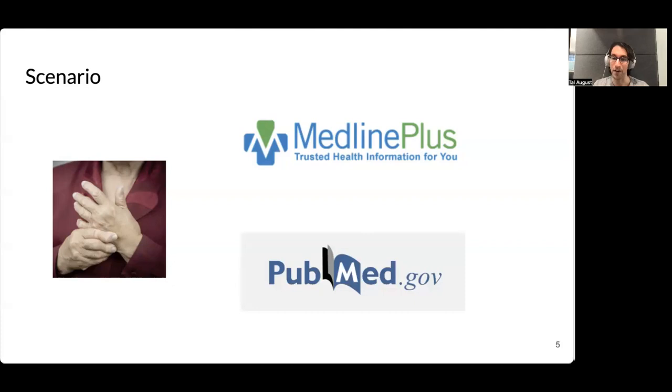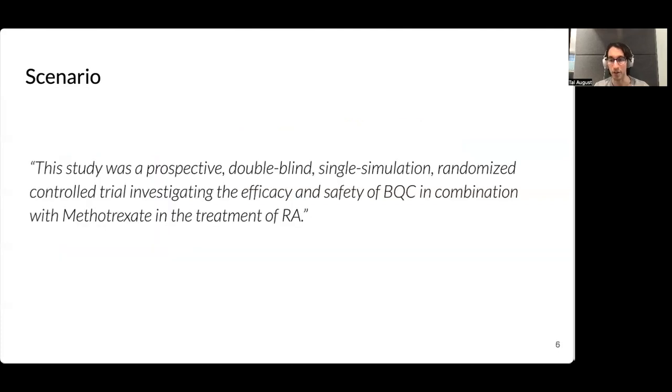And on one of the PubMed articles, you read the sentence, "This study was a prospective, double-blind, single-simulation, randomized control trial investigating the efficacy and safety of BQC in combination with methotrexate in the treatment of RA." You immediately feel overwhelmed. The sentence might contain information relevant to you. It is talking about possible treatments, but the complex terminology and sentence makes it very hard to get any useful information from it.